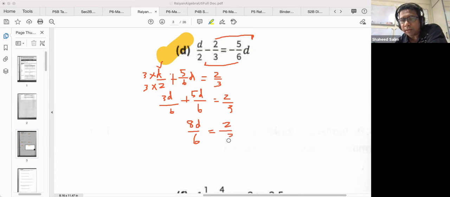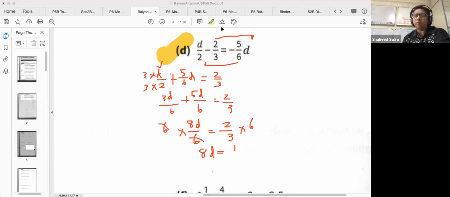How to get rid of the 8d? Just now you times by 6, correct? No problem. You must also times this side by 6. Then you get 8d equals to 2 times 6, 12 over 3. 2 times 6, 12 over 3. Now you want to get rid of 8d. Okay. This one is actually equals to 4. 12 divided by 3 is 4, right? So I'm going to write 4. Okay, down here if you get 2, right? 2 times 2, 4. So now d equals to 4 over 8. You reduce further, equals to half.